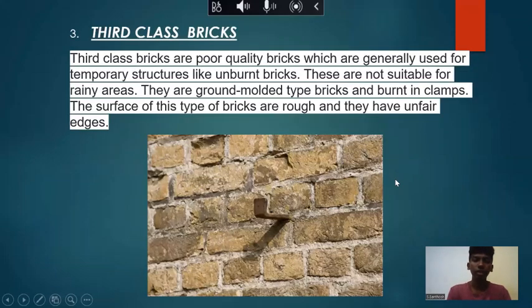So now the third class bricks. These third class bricks can be either too much burnt or completely unburnt bricks that are not fit for constructing permanent structures. They can be used in construction of a temporary structure, such as any small buildings that are there only for a short period of time, that is for a month or so, because they don't have a uniform shape and they're not strong also because they're not burnt completely. So these bricks are not preferred to construct a permanent building.